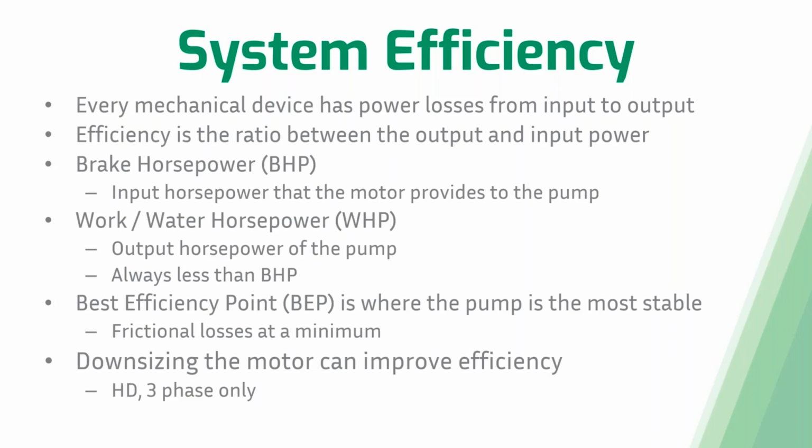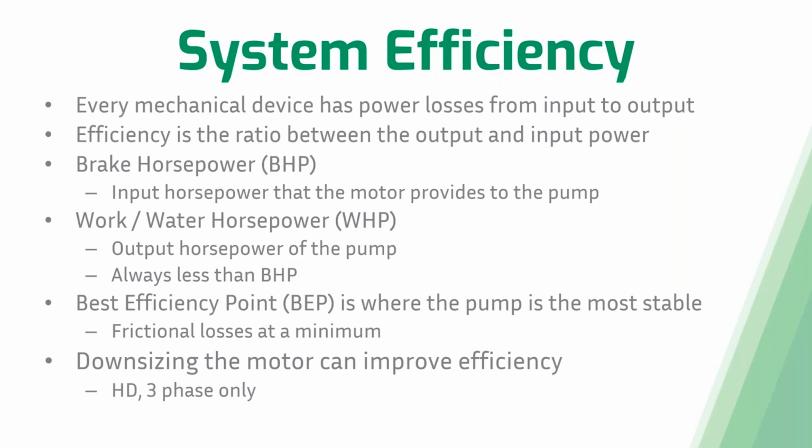So first off, we have brake horsepower. That is that input horsepower from the motor. That's typically what that motor is going to be rated for. So if you see a motor rating on a technical data sheet, that's typically the brake horsepower of that pump. Whereas you have work or water horsepower, which is that output horsepower of the pump to the fluid that pump is pumping. Now, one thing to note is that is always going to be less than your brake horsepower. The reason for that is that there is always going to be some frictional losses between that motor and the water that pump is moving through the system.